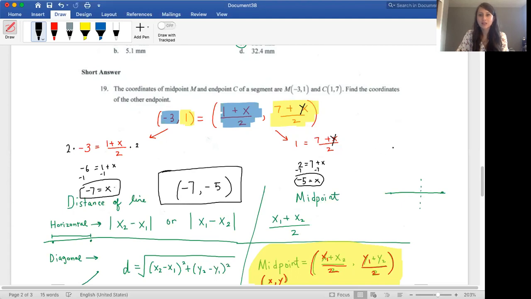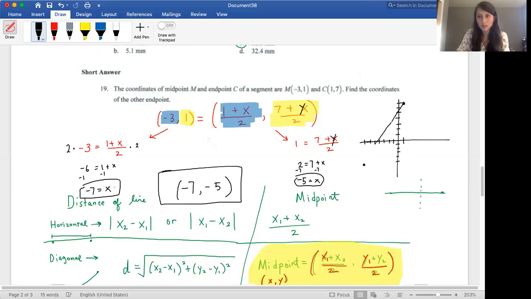So if I graph this on a graph, I have an endpoint of (1, 7). Oh, not right there. It would be right here, (1, 7). And then I've got another endpoint that I just found at (-7, -5). So it's 1, 2, 3, 4, 5, 6, 7. And then 1, 2, 3, 4, 5. So these are my endpoints.